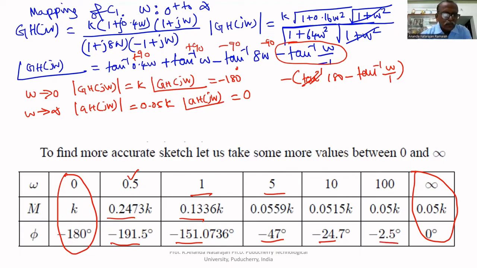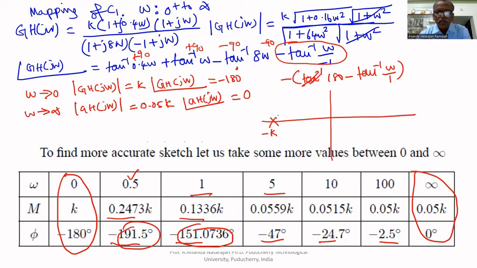You notice that initially the angle goes above minus 180. That's why the plot goes above the negative real axis and then comes down to the negative real axis. That's why the approximate plot looks like this. The initial value is K angle minus 180, that is minus K. After that, the angle increases, that's why it goes up. Then the angle decreases. Finally, the angle comes to 0, that is 0.05 K.